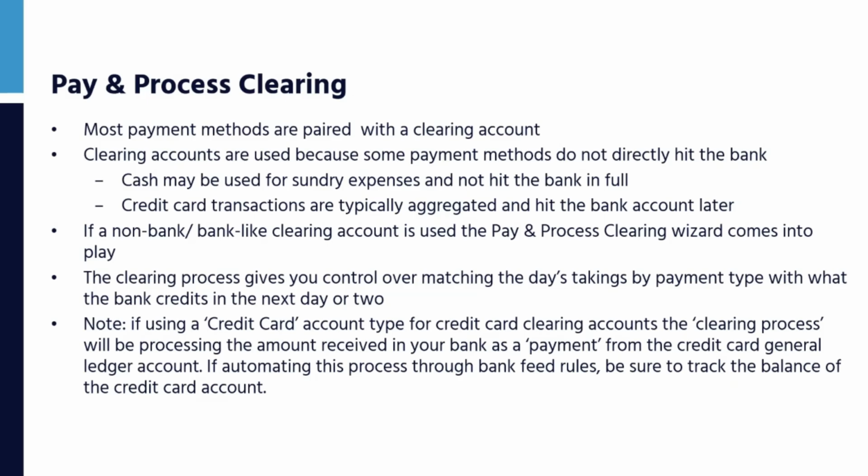So I should just point out as well that there is a specific type of account within Sybiz Vision called credit card. It is a current asset, and it can be used for your credit card clearing accounts. And if you do use a credit card type, then essentially your clearing process, rather than being through the pay and process clearing wizard, would be through the cash book, where you're moving the money from the credit card account once you've reconciled it through to the bank account. So and that can be automated through your bank feed rules as well.